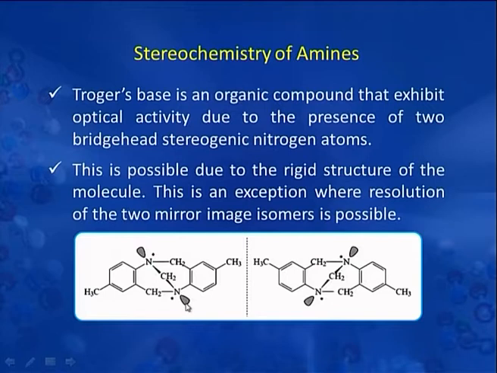which is an organic compound that exhibits optical activity due to the presence of 2 bridgehead stereogenic nitrogen atoms as shown in this molecule. See, this is a nitrogen atom here and this is a nitrogen atom. Both of them are attached through a methylene group, so they are forming bridgehead nitrogens. Both the nitrogens are tertiary in nature and they make a rigid structure. This structure is non-superimposable on its mirror image, and that is why the molecule shows optical activity. So, this is possible due to the rigid structure of the molecule. This is an exception where resolution of the two mirror image isomers is possible.